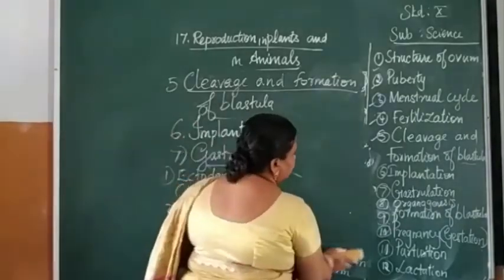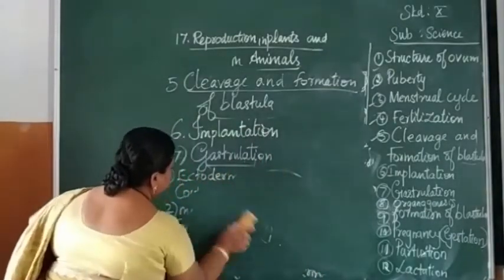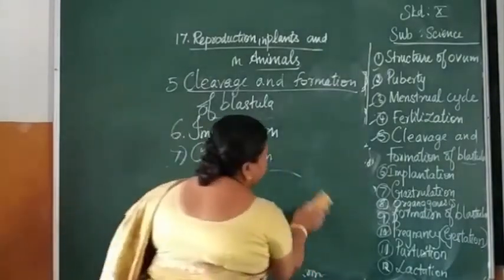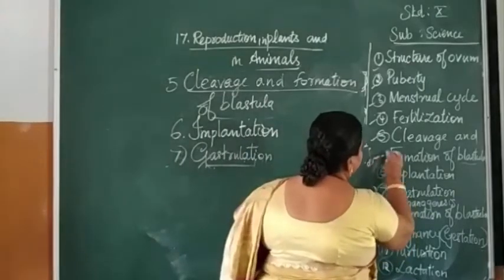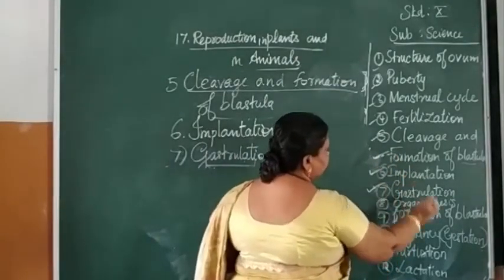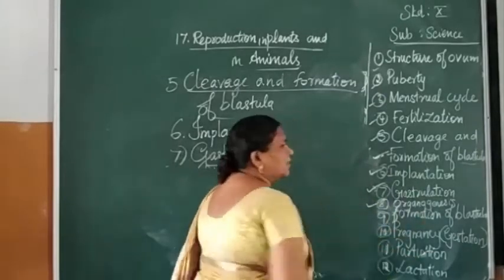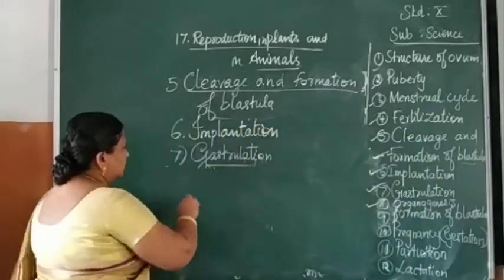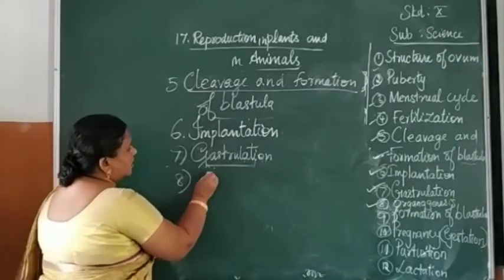So formation of three layers you have to mention here in the gastrulation stage. Next we can pass on to the next stage. Up to formation of blastula over, implantation over, gastrulation over, then organogenesis.